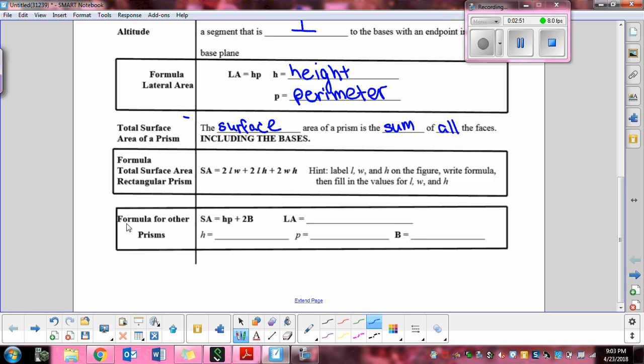This is the formula for all other prisms. It's the height times the perimeter, which we have up here, and then plus 2 times capital B, which is area of the base, not base. So LA stands for lateral area. We're using this formula. This HP, it comes from the lateral area.